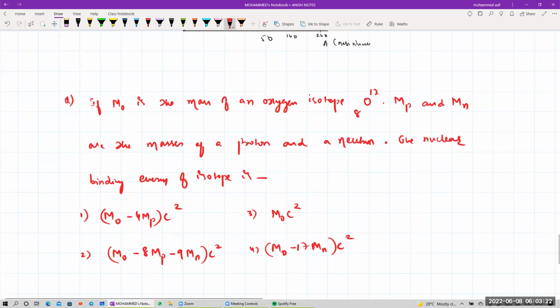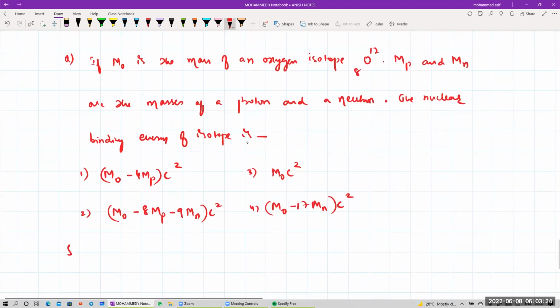See the question. M0 is nothing but the mass of the oxygen isotope. Mp and Mn are the masses of the proton and neutron. The nuclear binding energy of the isotope is given by the binding energy. Binding energy is equal to mass defect into C square.